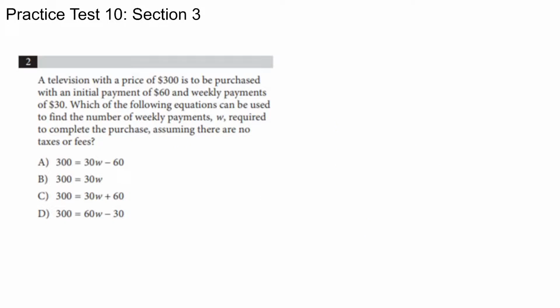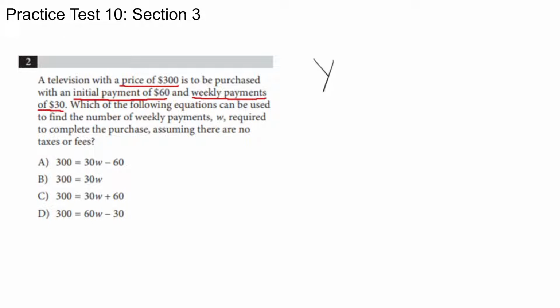Question 2 says a television with a price of $300 is to be purchased with an initial payment of $60 and weekly payments of $30. Which of the following equations can be used to find the number of weekly payments, W, required to complete the purchase assuming there are no taxes or fees?